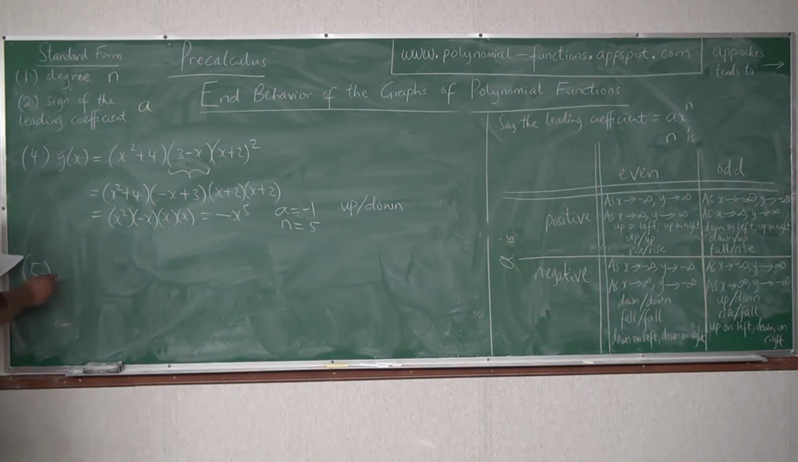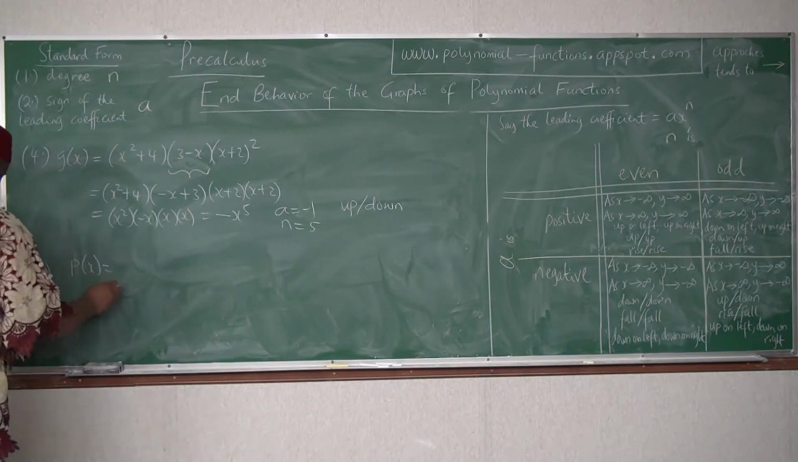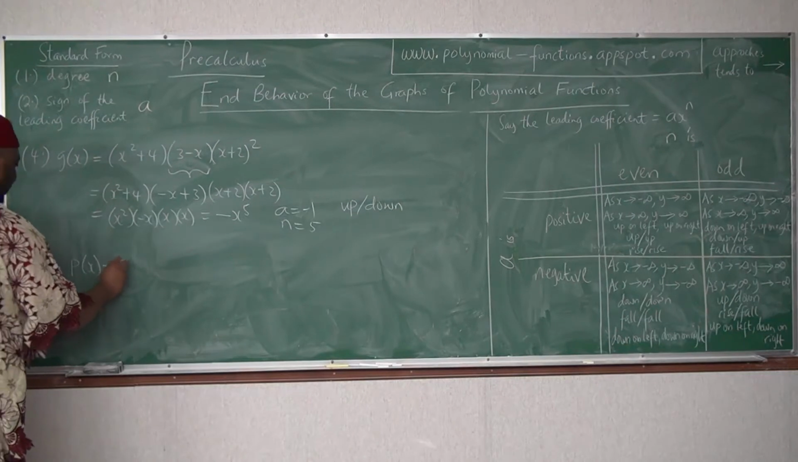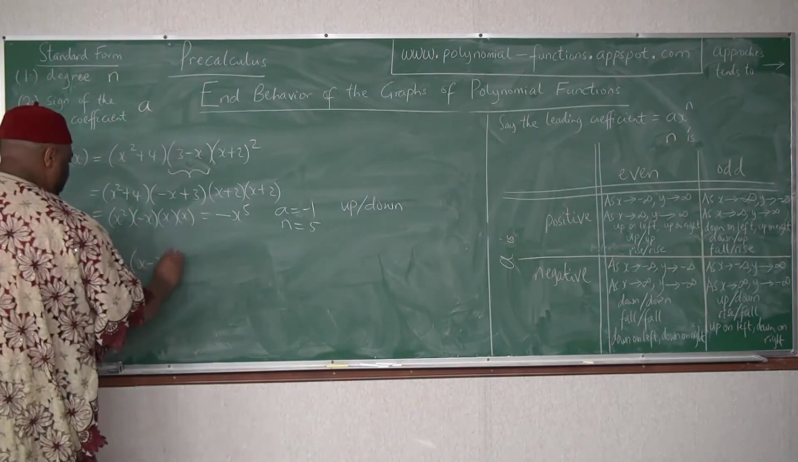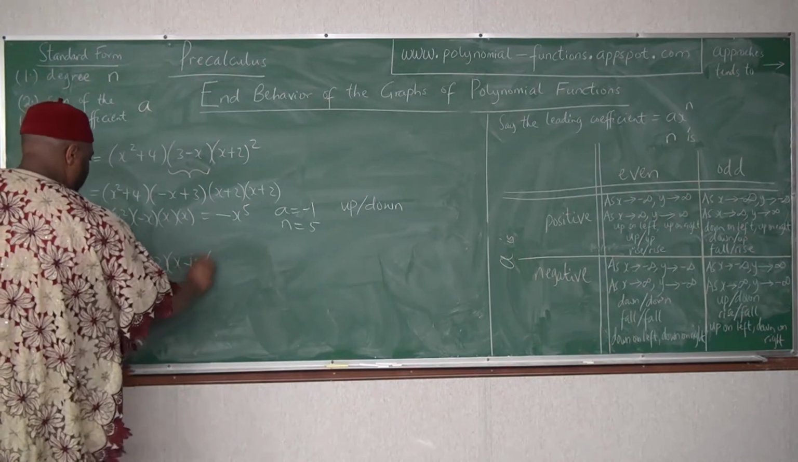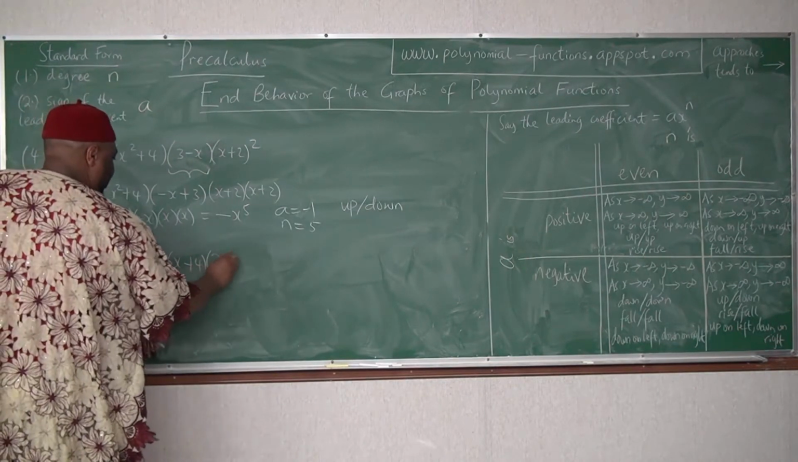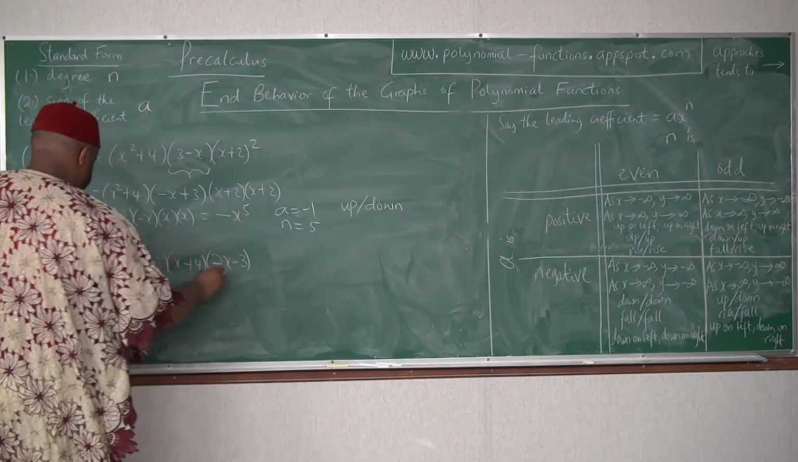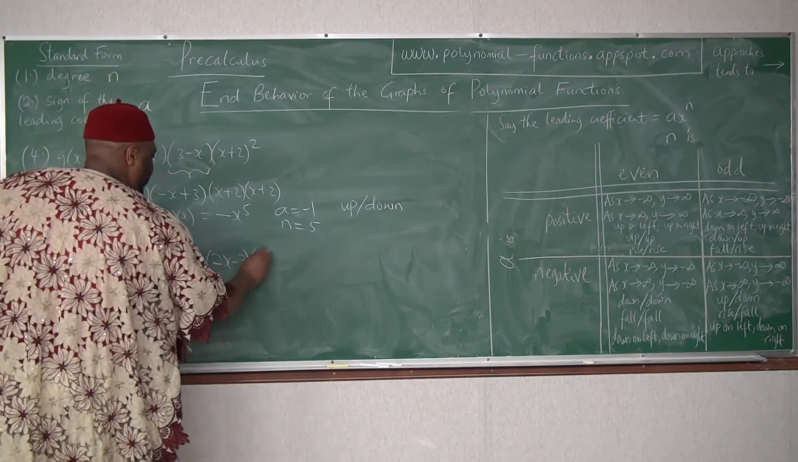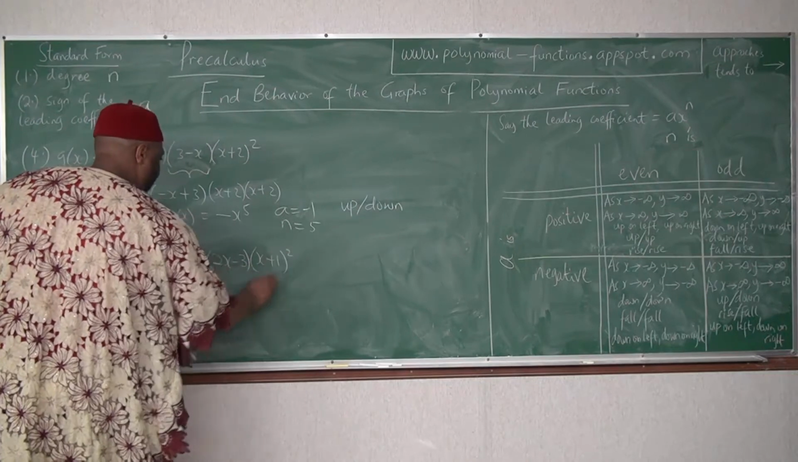Okay, question 5. If we have p of x to be negative x minus 2, x plus 4, 2x minus 3, x plus 1 all squared.